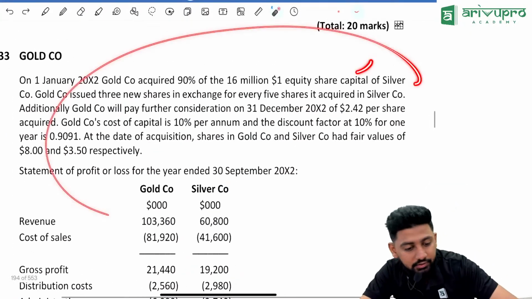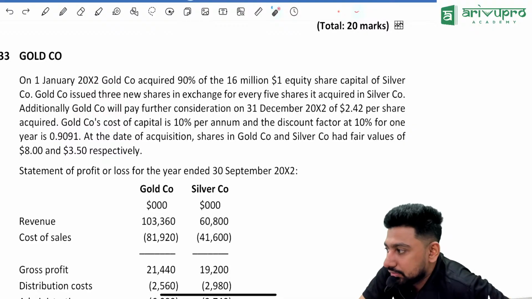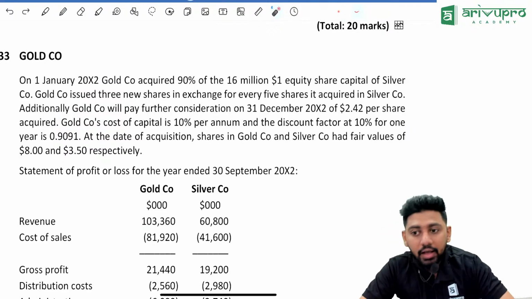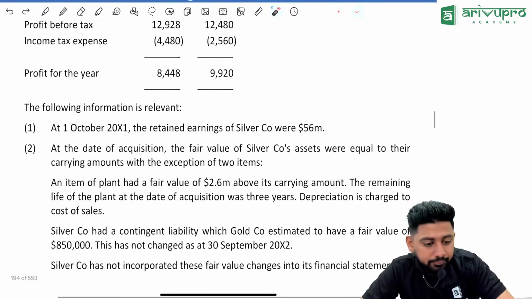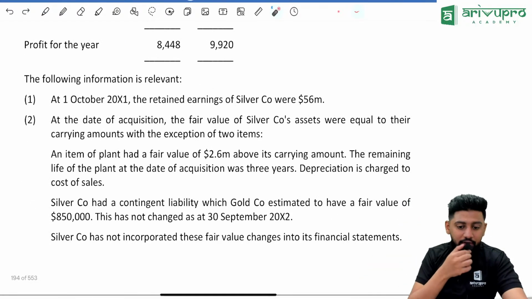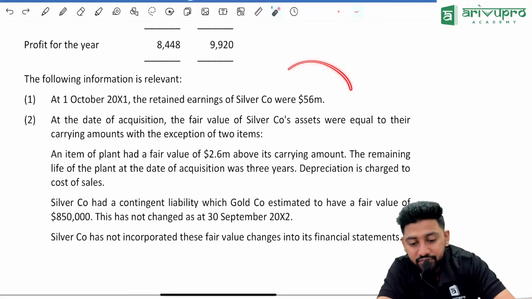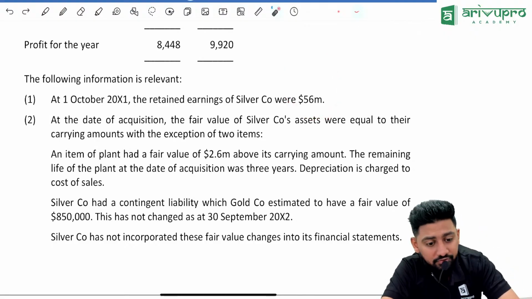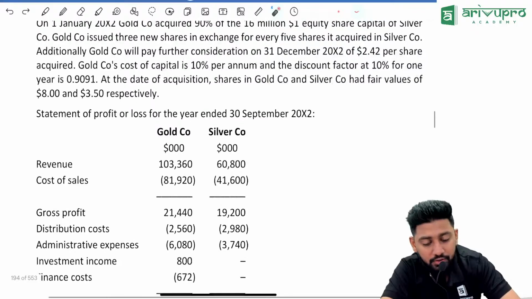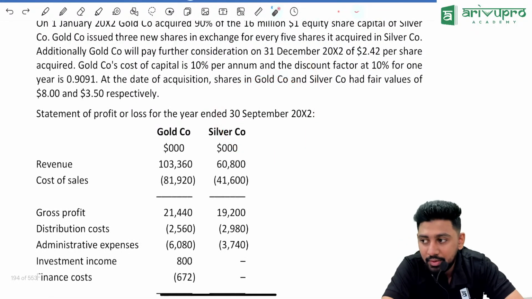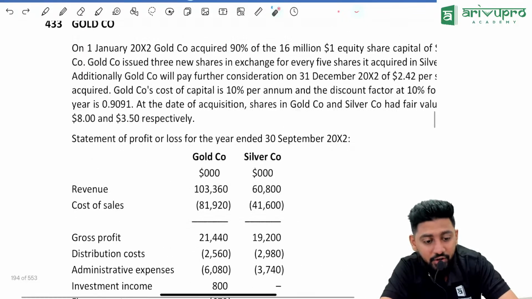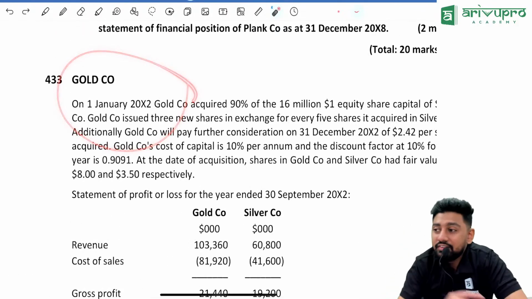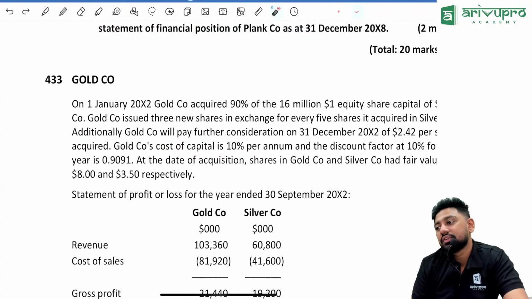Entire working is done. Correct? Now I have my statement of P&L done, nothing to worry. At 1st of October 2012, the retained earnings of Silverco was 56 million. 1st of October, your year end is 31st September, so meaning 1st of October 2011, last year, you are acquiring on 1st of January 2012, there is a catch.